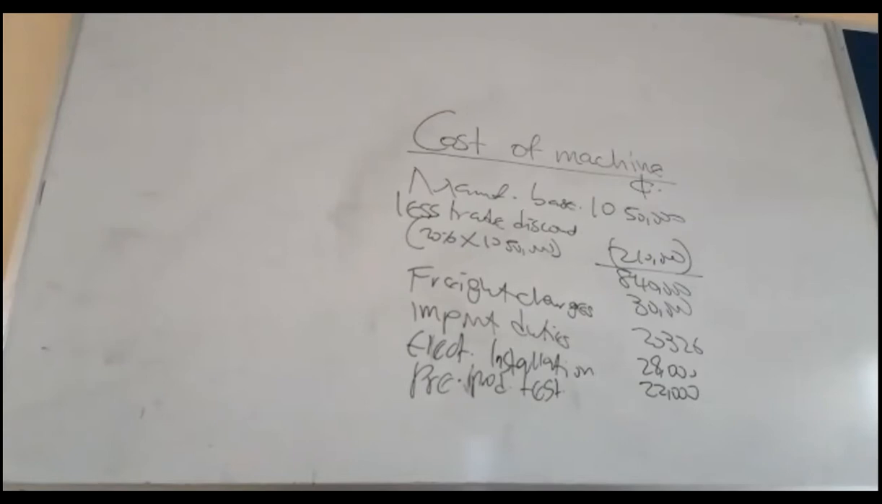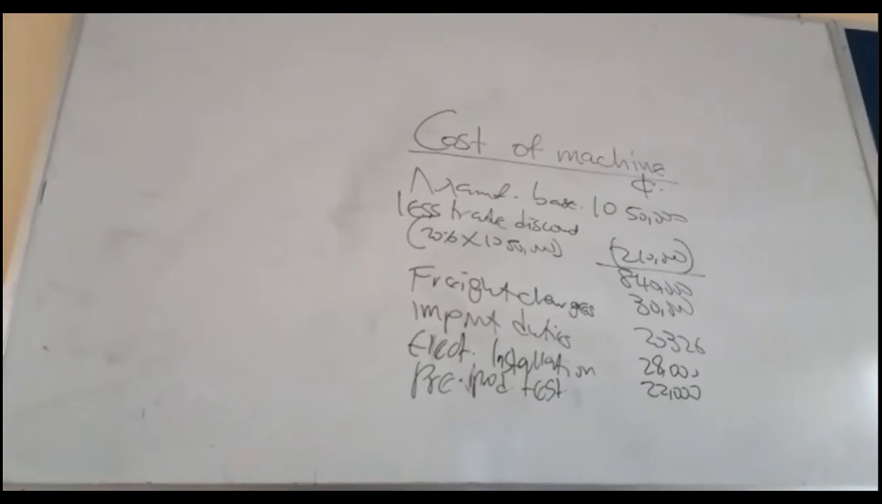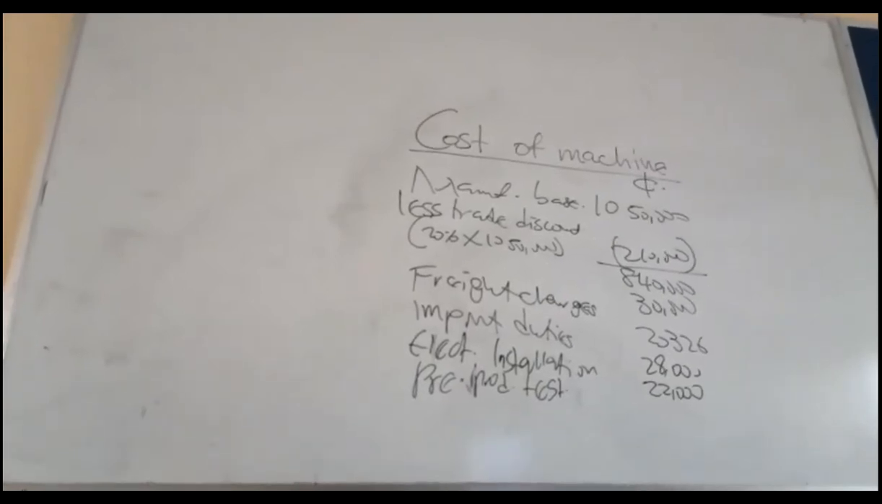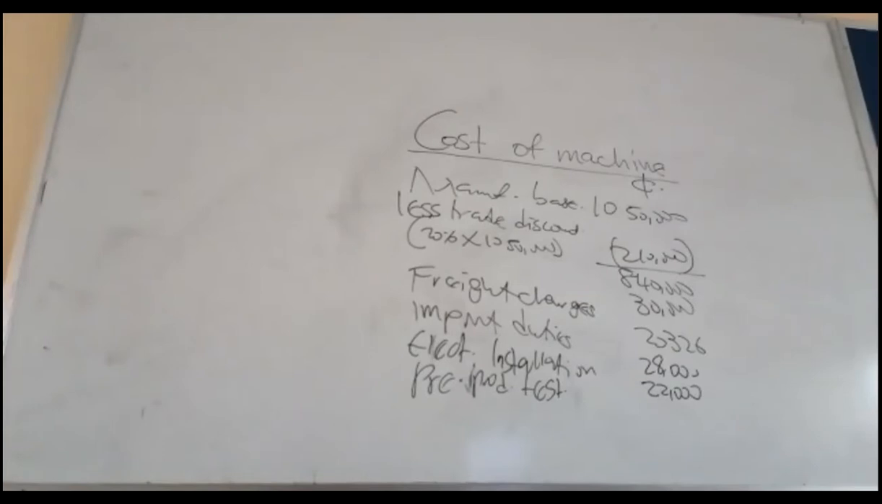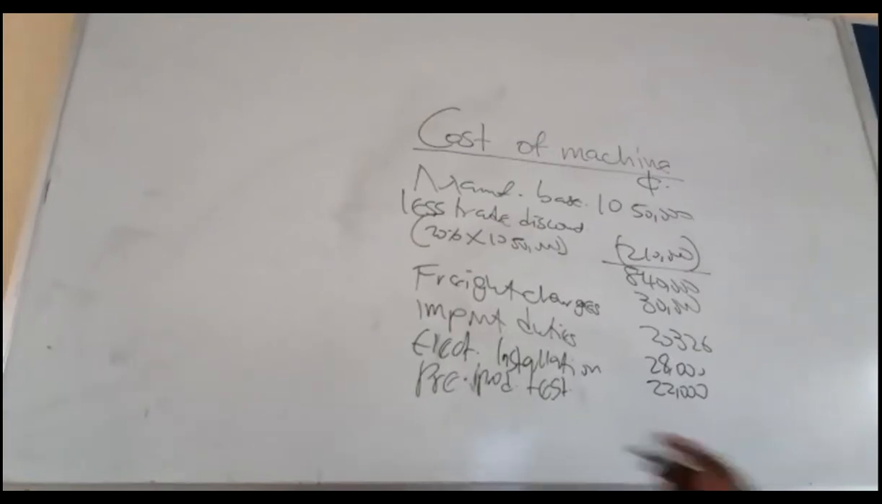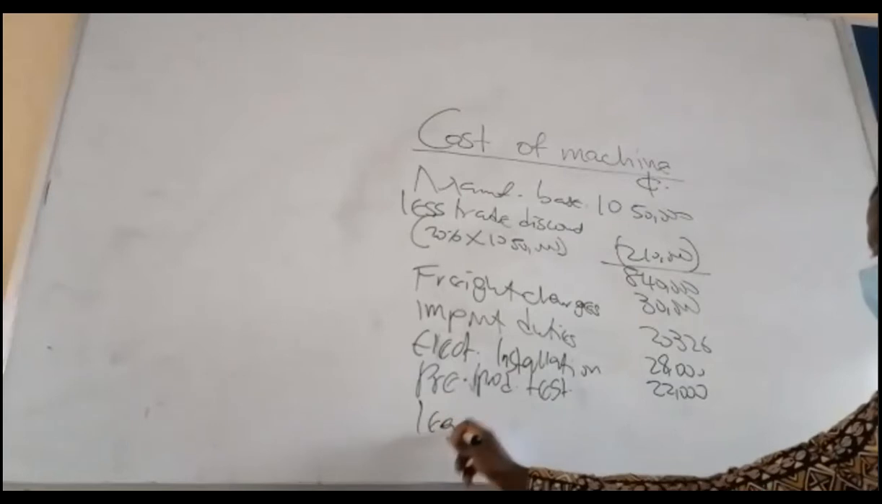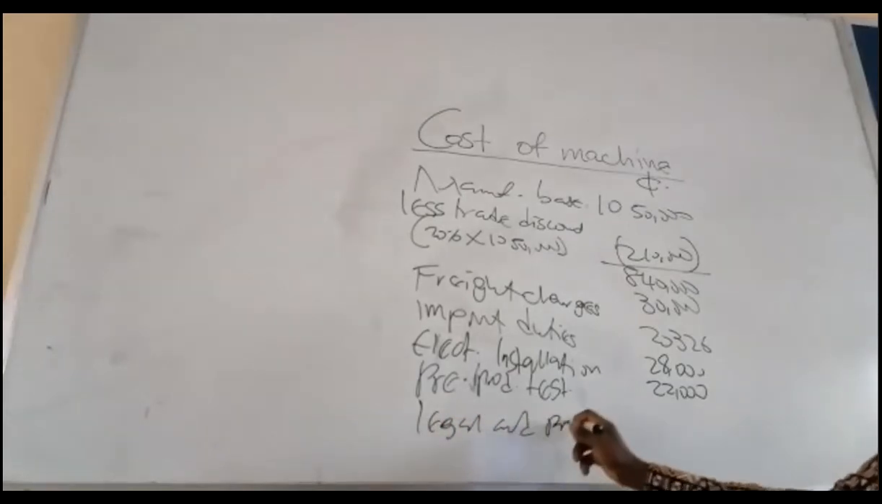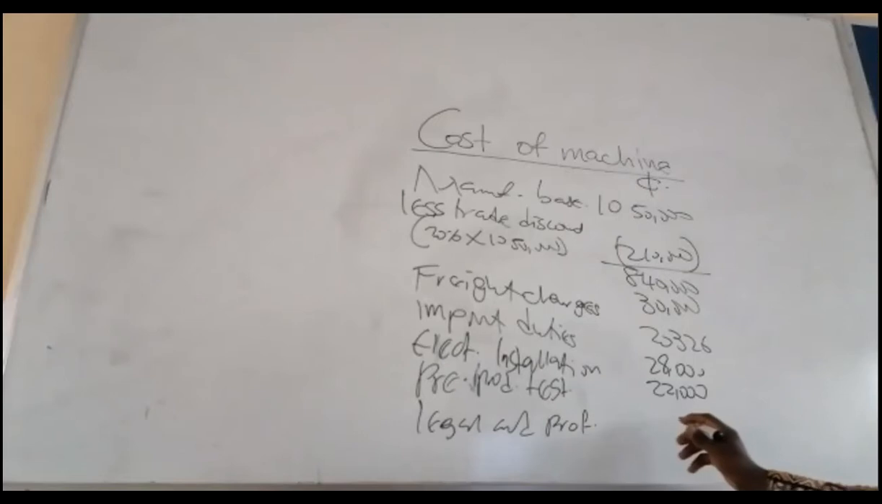Okay, so the next item on the list is the legal and professional fee, which is 30,000 on the list, which will be part. So let's write it. So legal and professional fee, that is 30,000, which will be part.